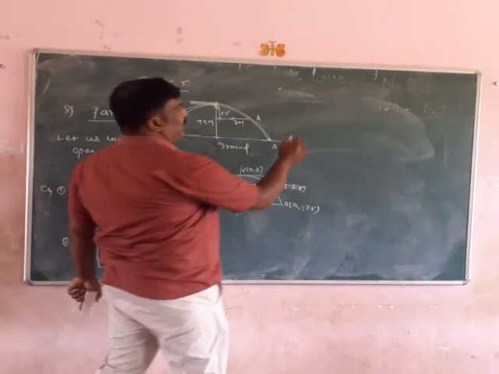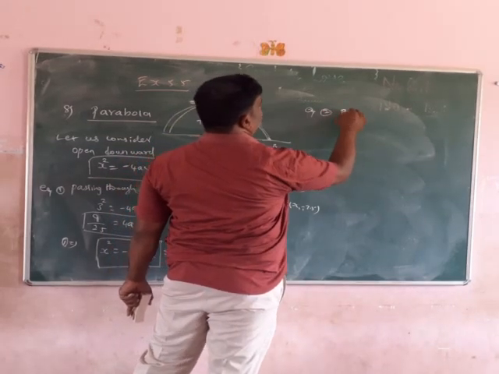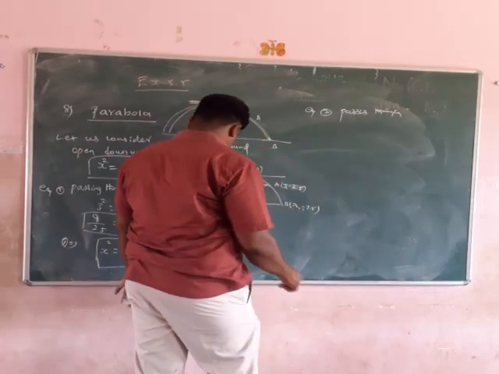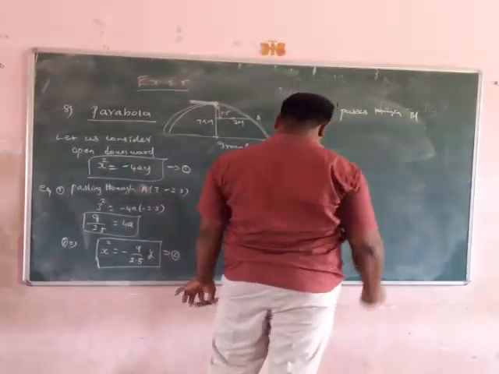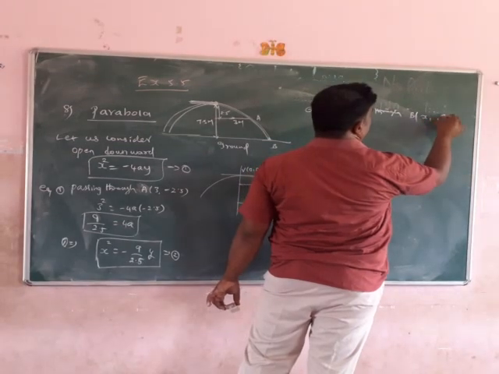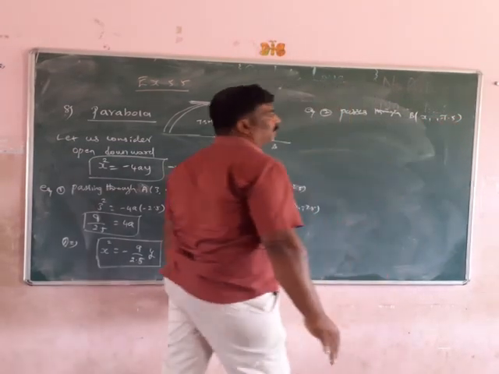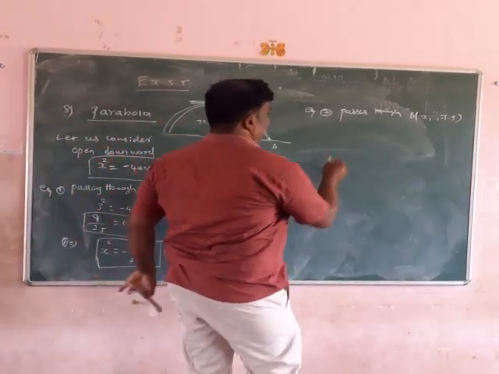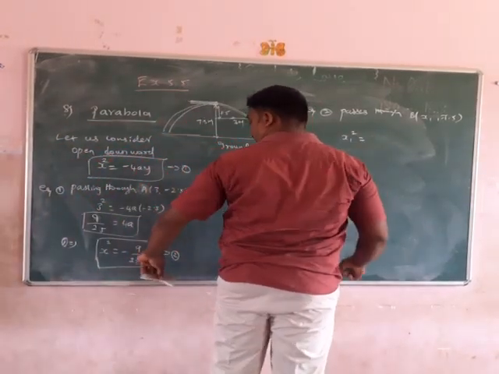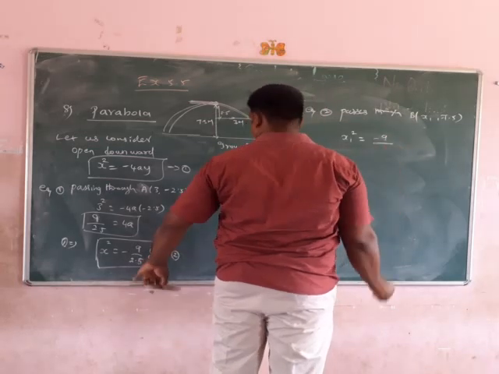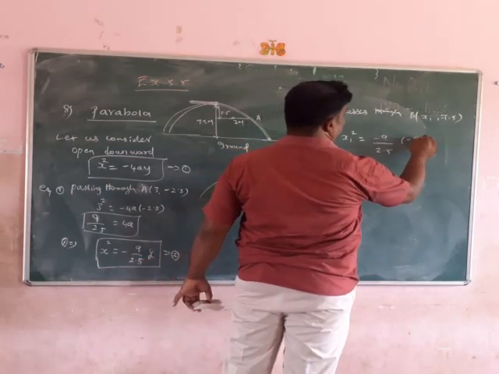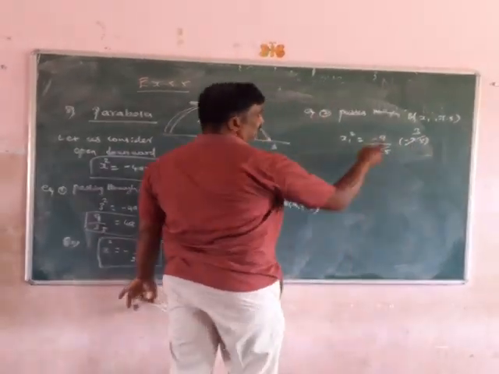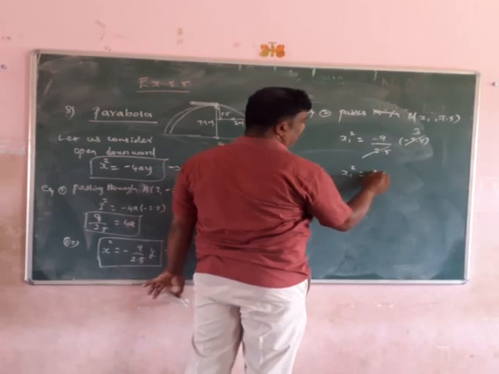Next we substitute the values. Equation 2 passes through the point B, which is (x1, -7.5). Let me substitute the values: x1 square equal to minus 9 into minus 7.5 divided by 2.5. So by cancelling, minus and minus become plus, and x1 square equals 9 into 3.